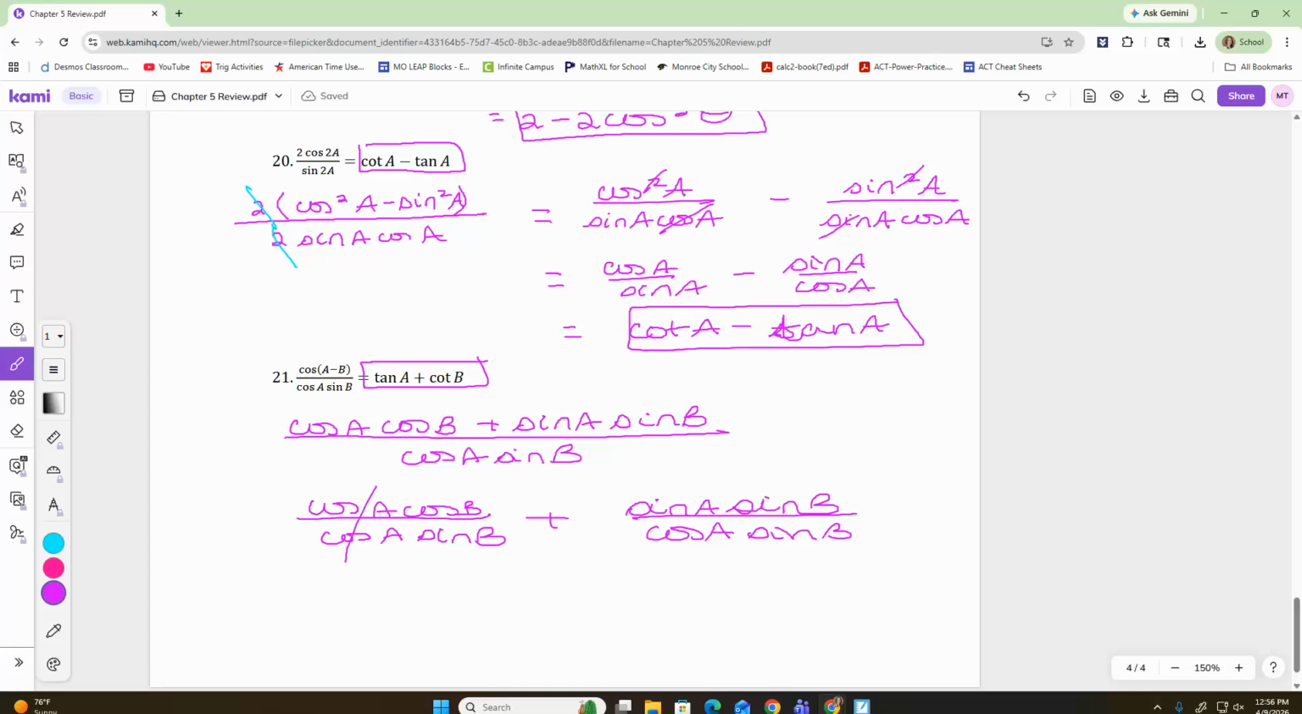Cosine A drops. What is cosine over sine? Right, in this one, my sines drop. What is sine A over cosine A? And that's what we were looking for, just in a different order.